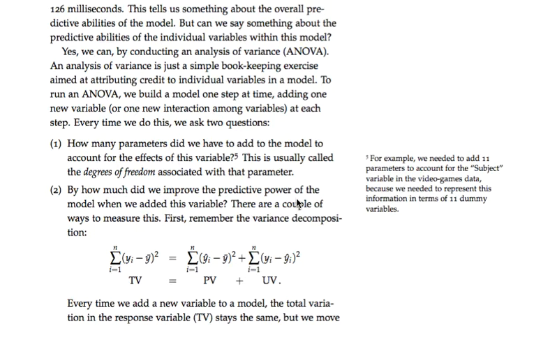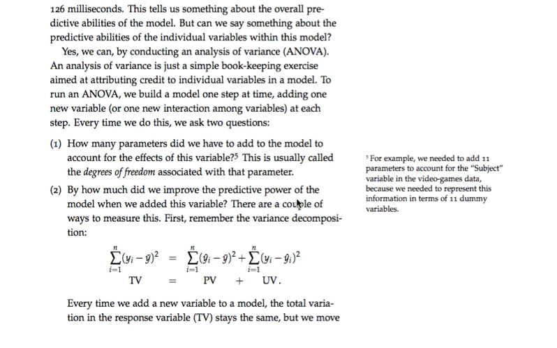So in the case of a simple binary variable, like a categorical variable with two classes, like far away or not, there's only one parameter that you had to add, one dummy variable associated with that categorical variable. In the case of the subject variable, there were 12 subjects, and in order to account for that, we needed to add 11 dummy variables. So that's just kind of the bookkeeping exercise here. How many parameters did you add? And we usually call that, for technical reasons that aren't worth going into, the degrees of freedom associated with that parameter.